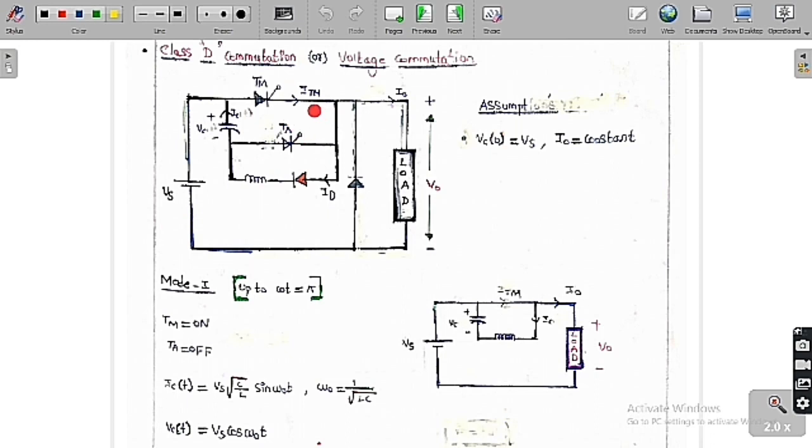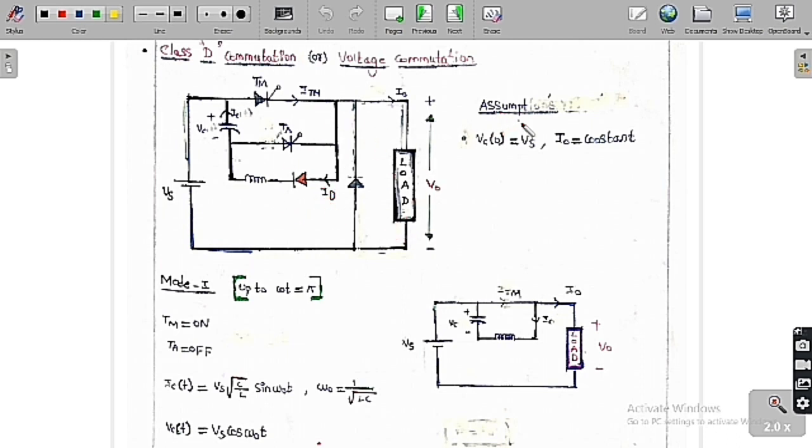So the current in the main thyristor, which I am going to assume is ITM, is the current in the main thyristor, and IC is the capacitor current in this direction. So IC is the current in this capacitor. Based on this, we are going to analyze, and ID is called the diode current.